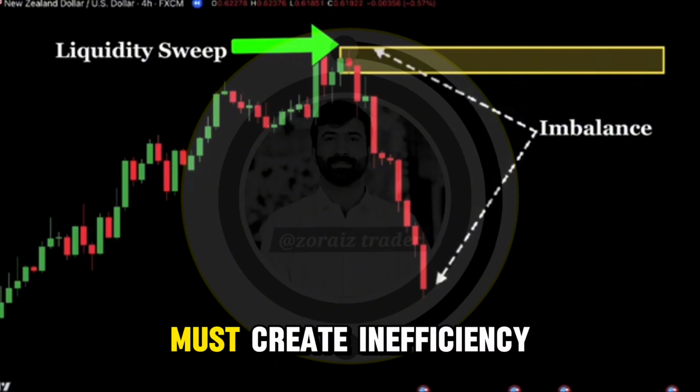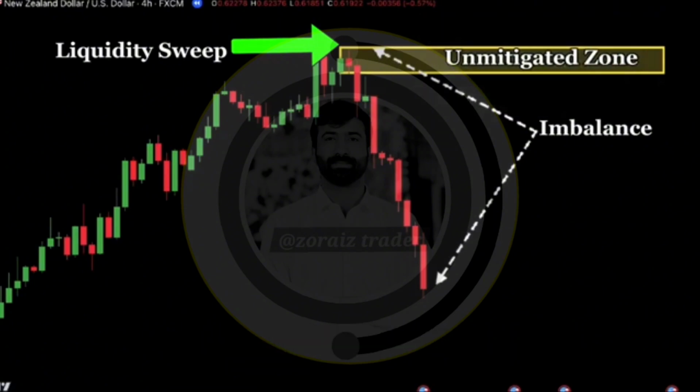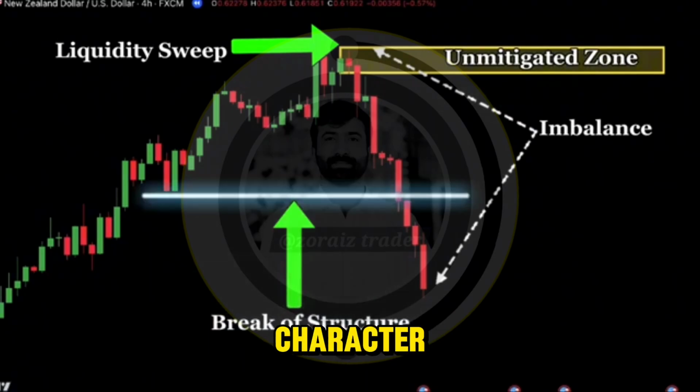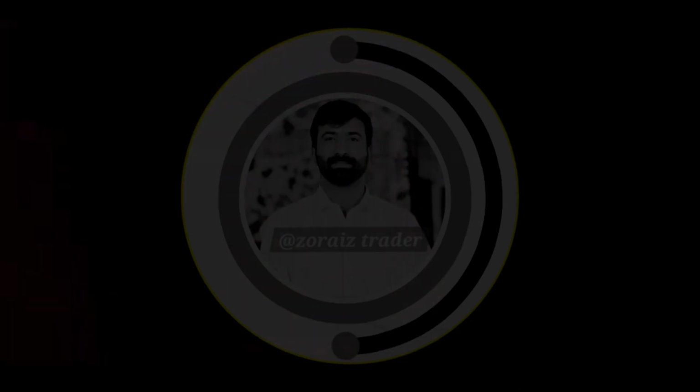Imbalance. Price must create inefficiency or imbalance near the order block. Unmitigated zone. Valid only for the first price revisit. Mitigated blocks lose relevance. Break of structure, or change of character. The order block must cause a structure break or trend reversal signal. These characteristics help identify high-quality order blocks for better trading decisions.